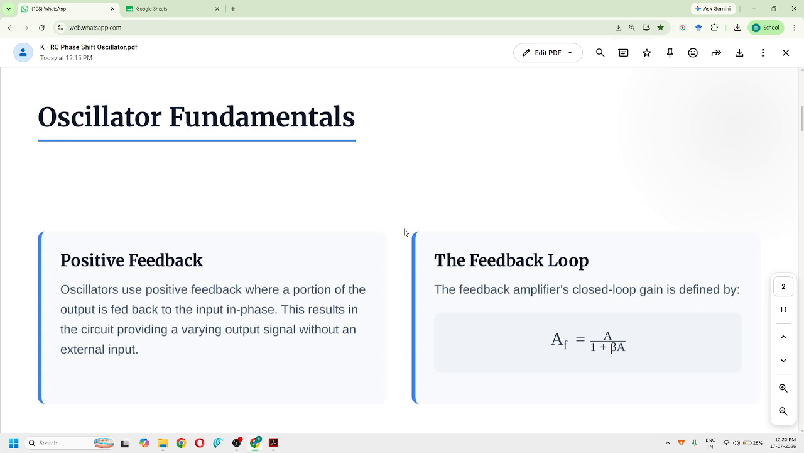Where can we use this oscillator? We can generate timing circuits, modulating signals, and clock signals. So in so many places we use oscillators.